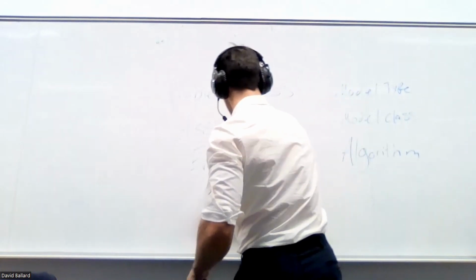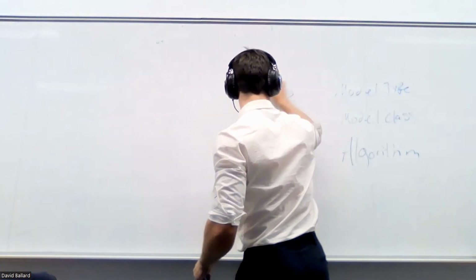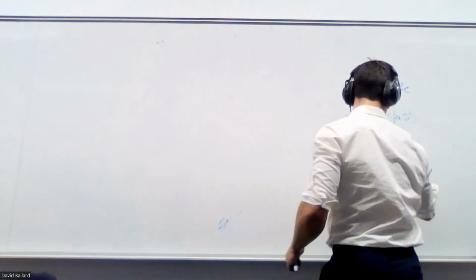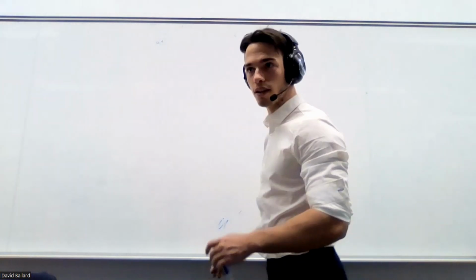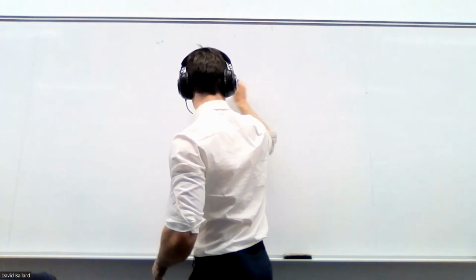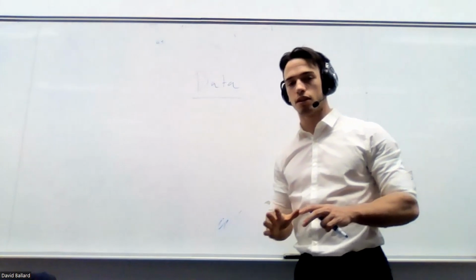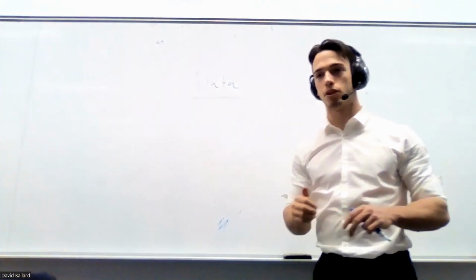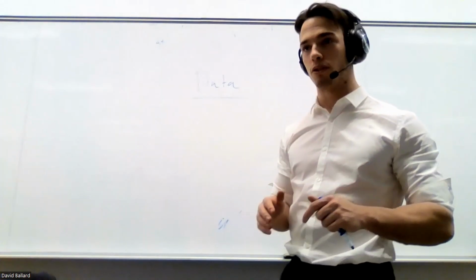So let's get into data. What do you need for a machine learning problem? The first thing, which is the most important, is data. Depending on the problem, you often need as much as you can to get a reliable solution.